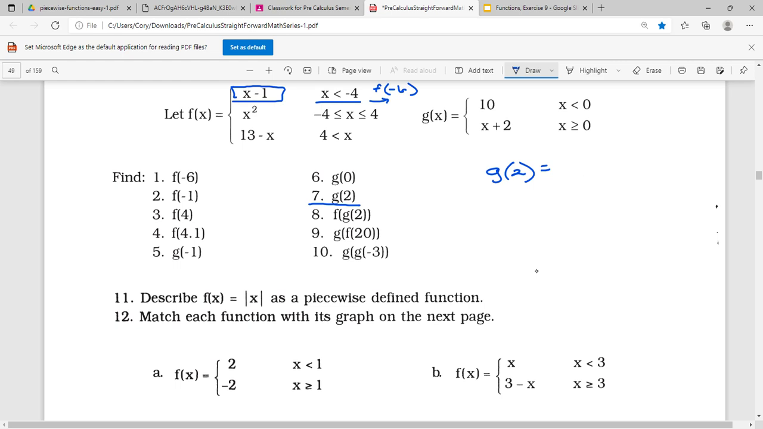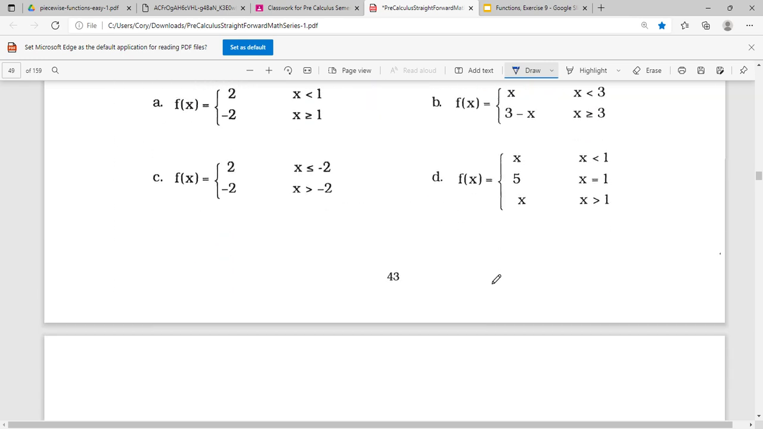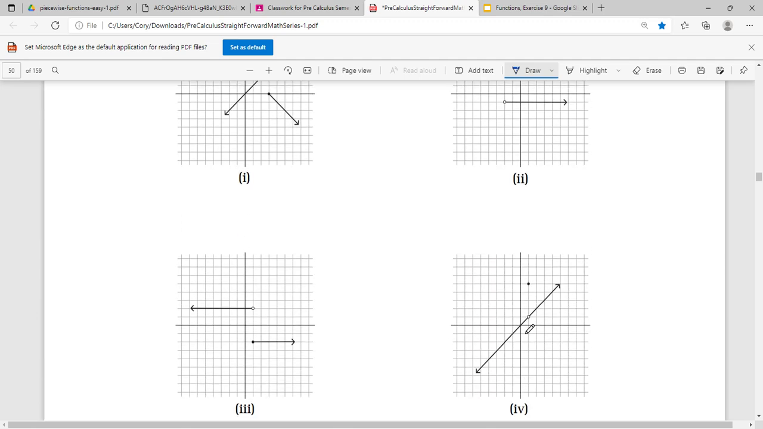Right here, this tells us that if x is less than 0, our answer is 10. If x is greater than or equal to 0, our answer is x plus 2. Well, 2 is greater than 0, right? So we're going to be using x plus 2. So that means for g of 2, we replace our x with a 2: 2 plus 2 equals 4. So this one equals 4. Pretty simple. The next part, you have to match these to their graph on the next page.